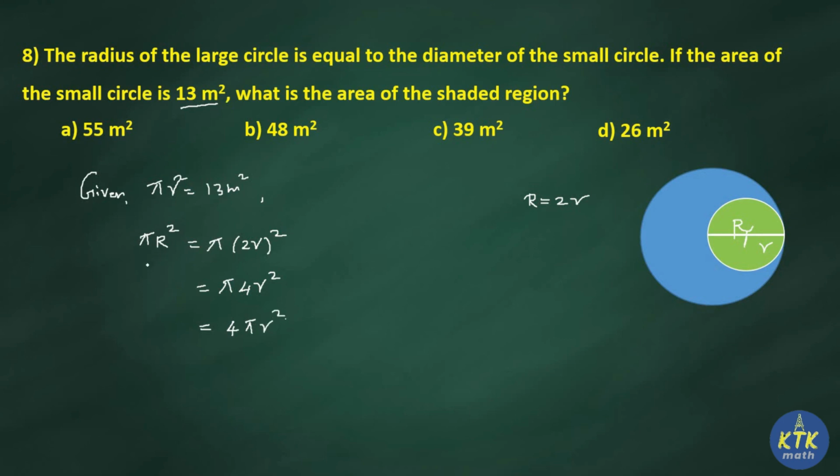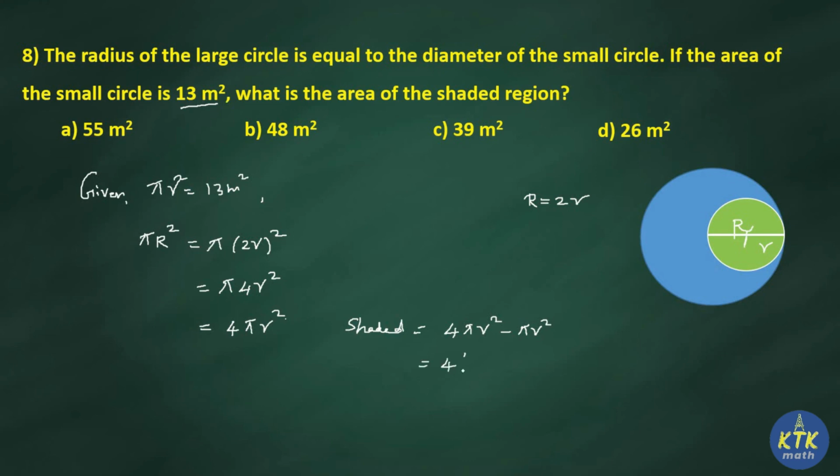Now the capital R formula is represented in terms of small r. 4 pi r square is the area of bigger circle now. Now how to find the shaded region? Shaded region only they are asking. So shaded area is equal to bigger circle area, which is 4 pi r square, minus small circle area. Small circle area is pi r square.